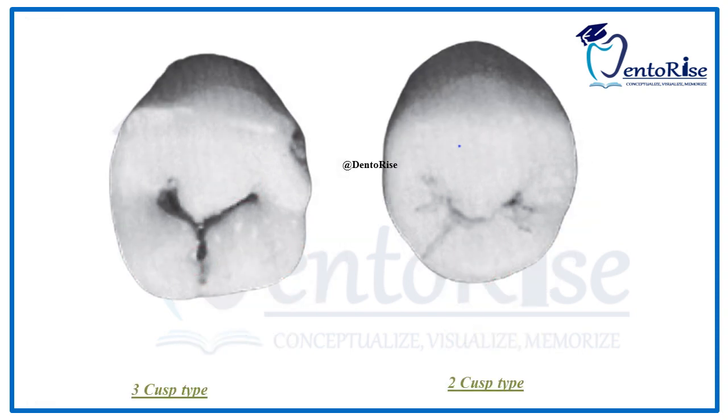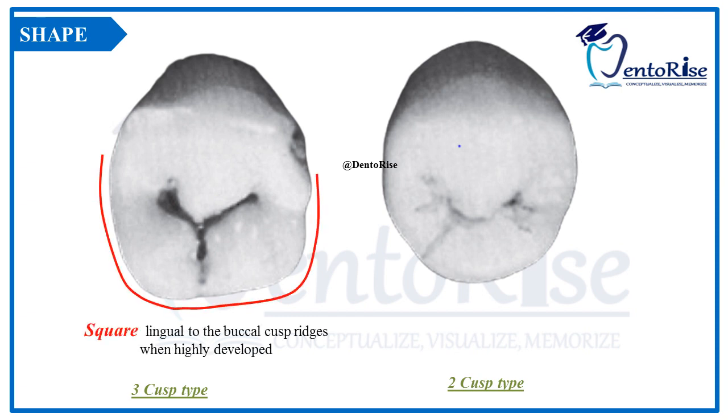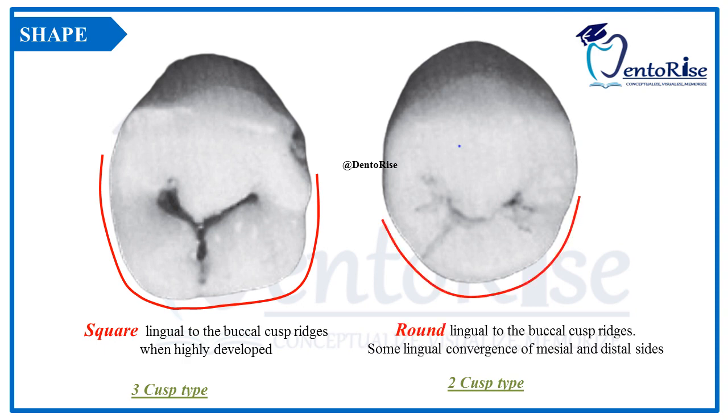Coming to the first generalized heading for both these types, that is the shape from the occlusal aspect. In a three-cusp type of permanent mandibular second premolar, the shape of occlusal aspect is square, while in a two-cusp type, the shape of the occlusal aspect is round. Please observe the figure very carefully.